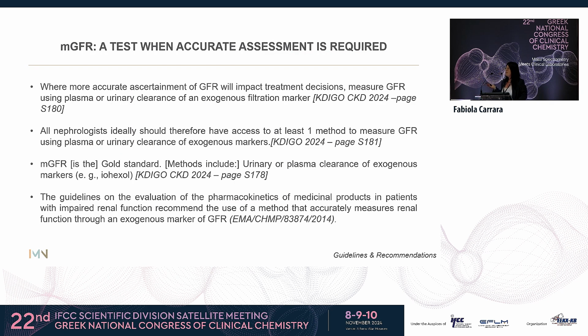Moreover, several guideline recommendations suggest that when measuring kidney function, when GFR will impact a treatment decision, all nephrologists should have at least one method using urinary or plasma clearance of an exogenous marker, such as iohexol. Moreover, European medicine agencies recommend measuring GFR for drug dosing, such as chemotherapeutic drugs.